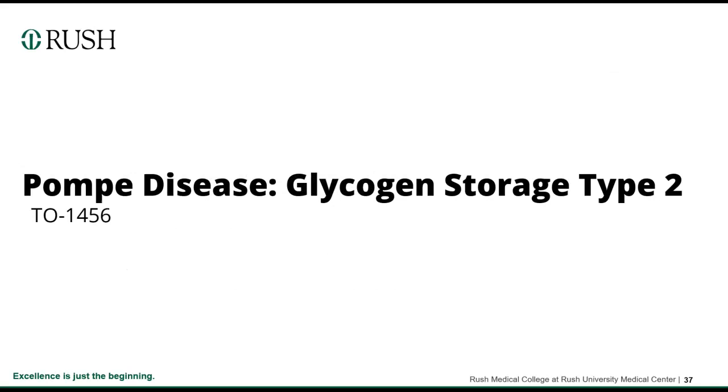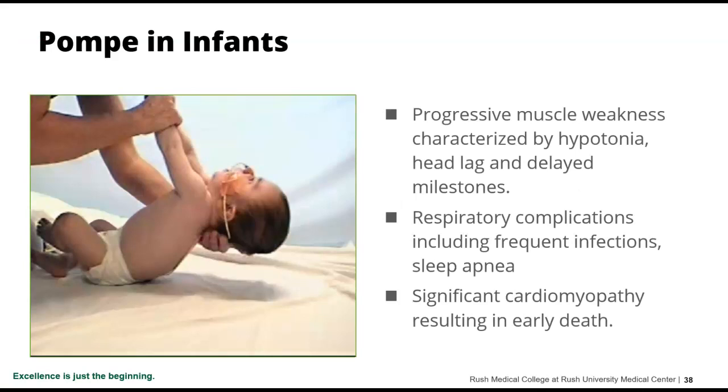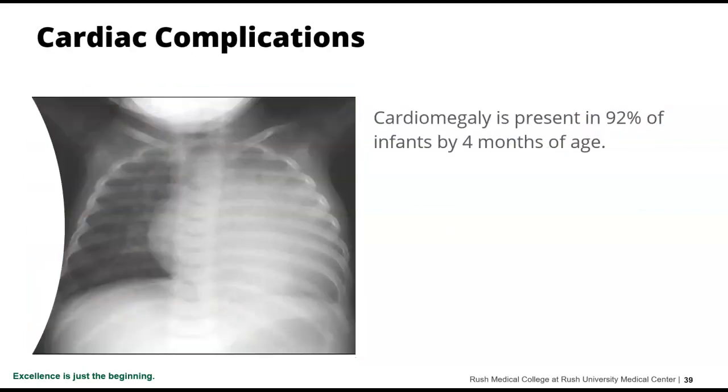The next disorder I want to talk about is Pompe disease, or glycogen storage disease type 2. This is both a lysosomal and a glycogen storage disease. I want to first talk about the infantile form, and this is really no enzyme. Progressive muscle weakness characterized by low muscle tone, or hypotonia, head lag, and delayed milestones. Respiratory complications, including frequent infections and sleep apnea. Significant cardiomyopathy resulting in early death.